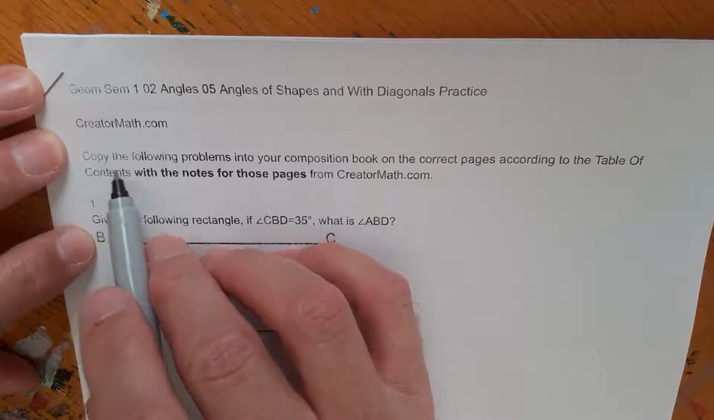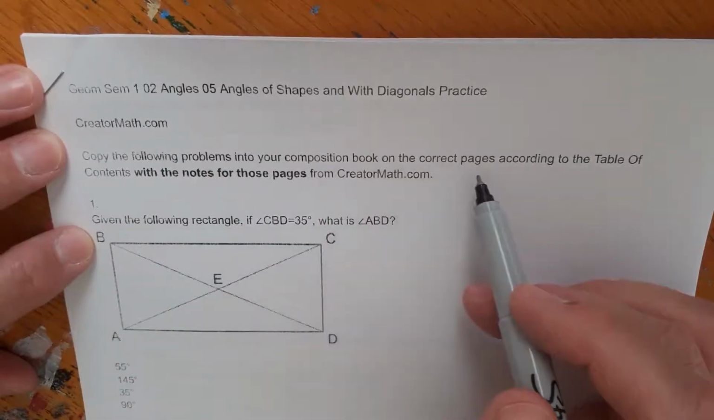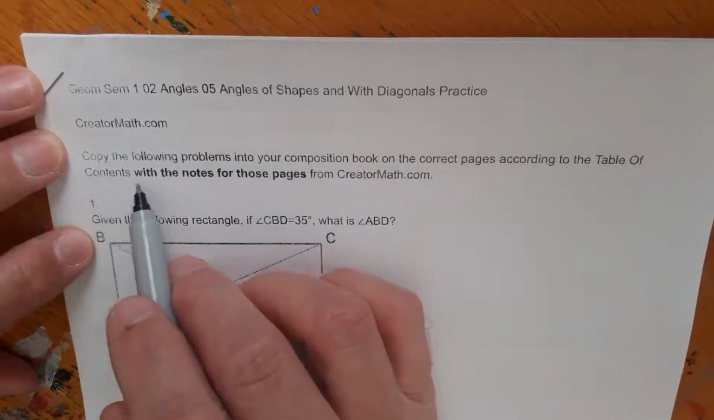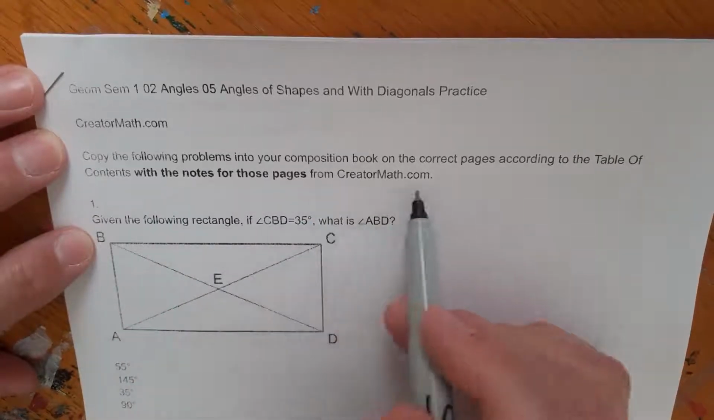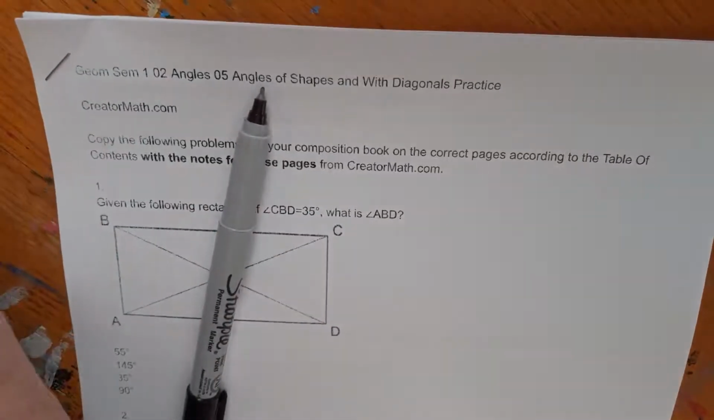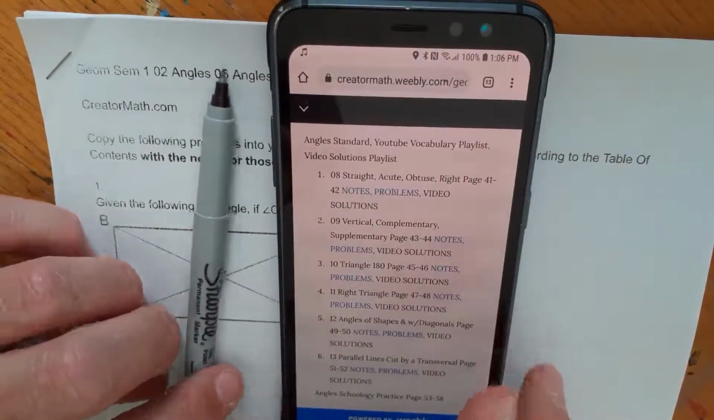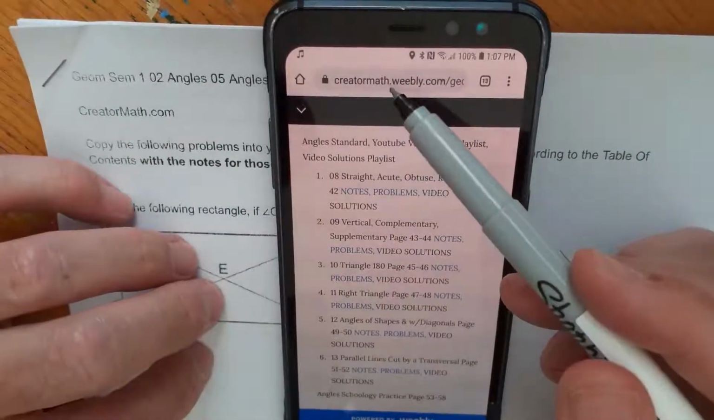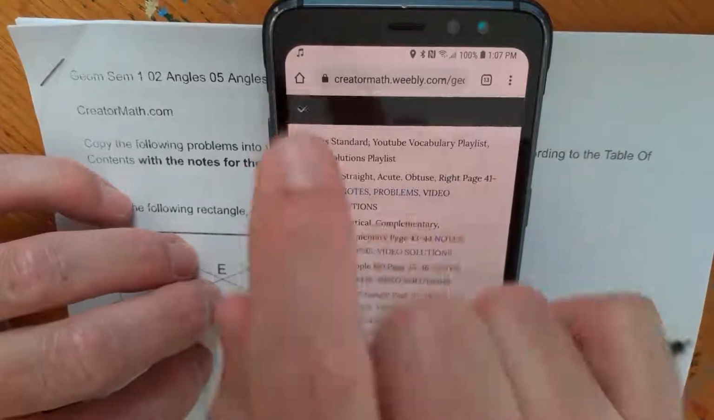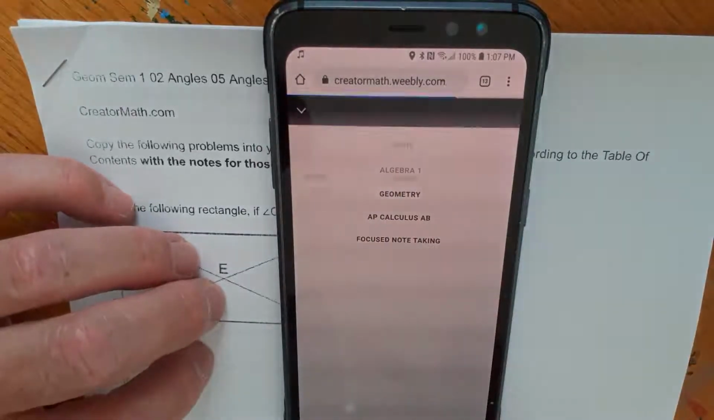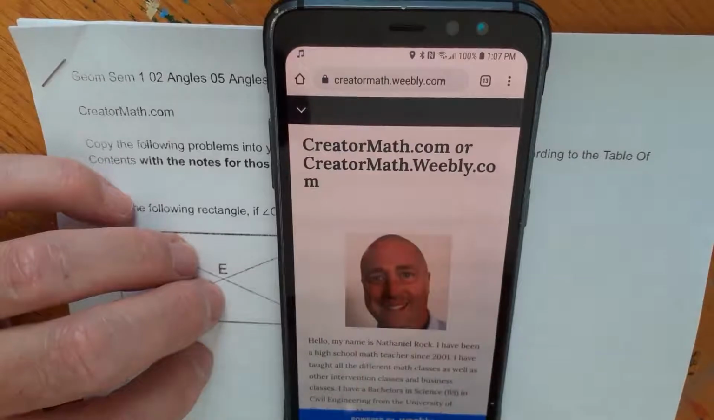The instructions are: copy the following problems into your composition book on the correct pages according to the table of contents with the notes for those pages from CreatorMath.com. Just to try to model that. So here's where you're trying to go, creatormath.weebly.com. Here's the home page. Looks like this.